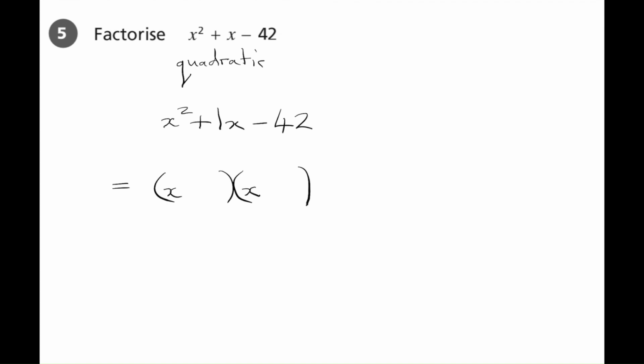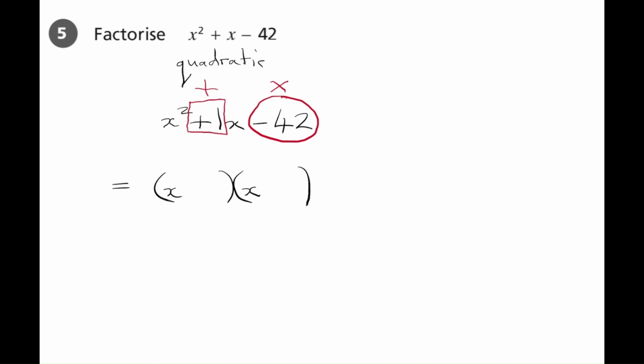So the rule that you have to learn is that you are looking for two numbers that will multiply to give you the number at the end, and will add to give you the number in the middle. You might be good with numbers and can see it very quickly. You may take longer, so write down numbers that might multiply to make minus 42.